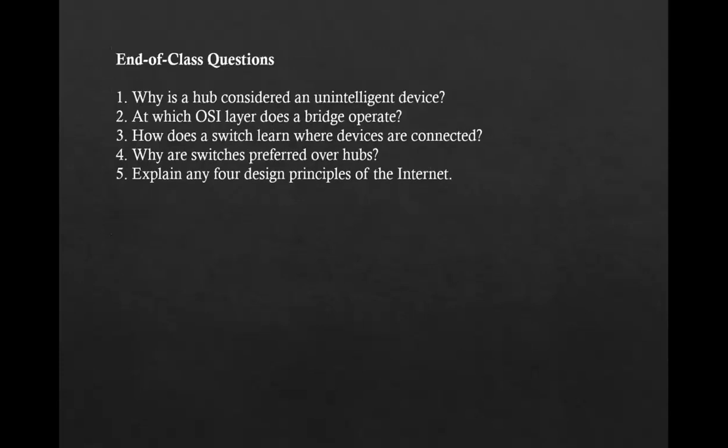So I request you to read all these 5 questions and answer them, and post it in the comment section. We'll discuss the end of class questions again in another session. Number 1, why is a hub considered unintelligent? Number 2, at which layer does a bridge operate? Number 3, how does a switch learn where devices are connected? Number 4, why are switches preferred over hubs? Number 5, explain any 4 design principles of the internet.